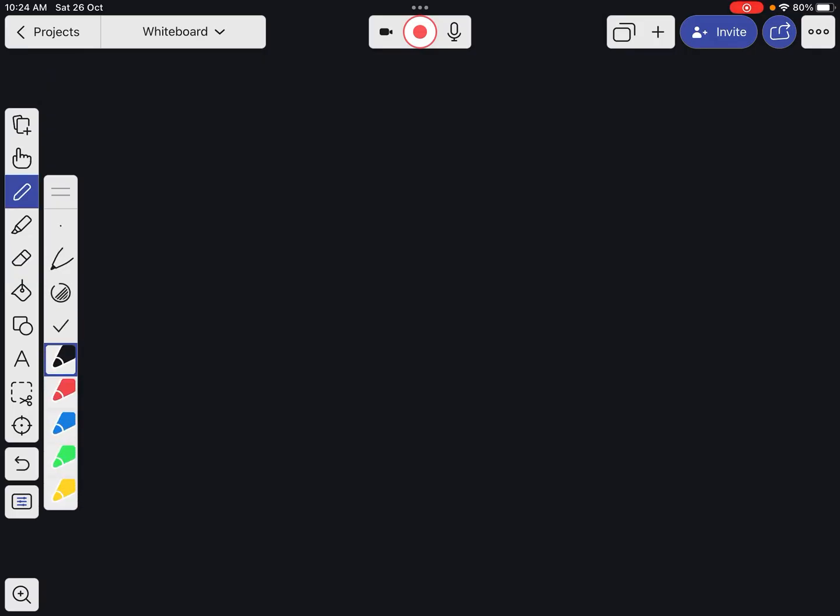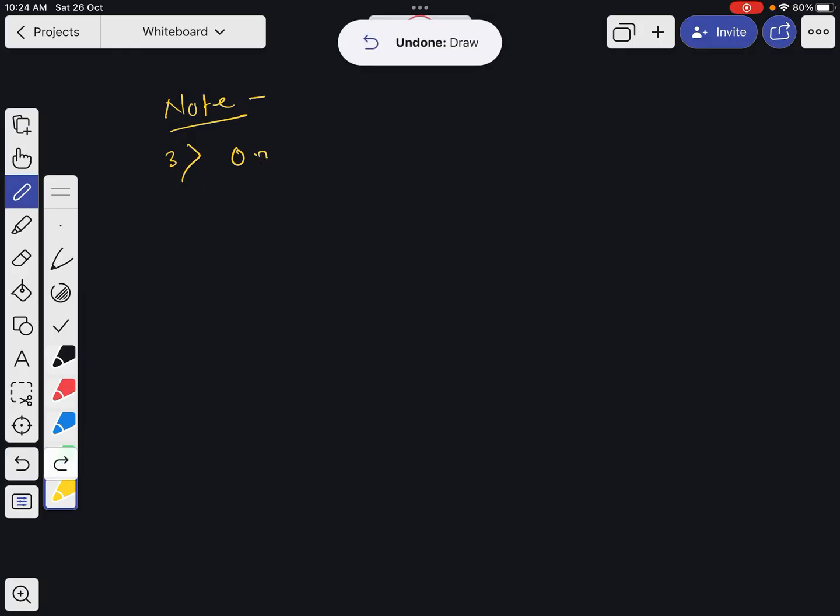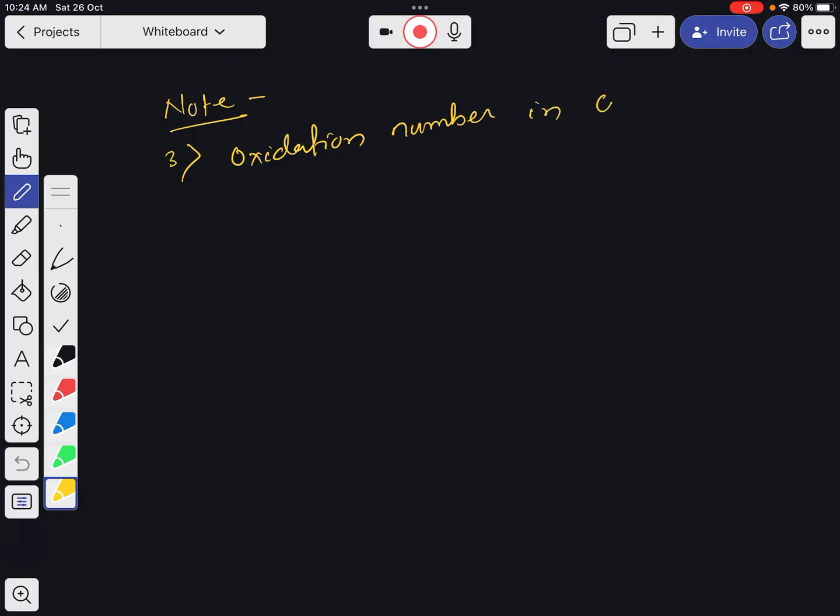So rule number 1, or you can write this as note point number 3, after maximum minimum oxidation number. Okay, oxidation number in covalent bond. For covalent bond, just consider two atoms, A and the second one is B.